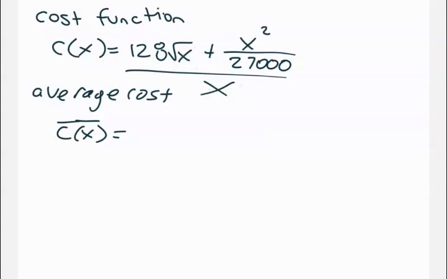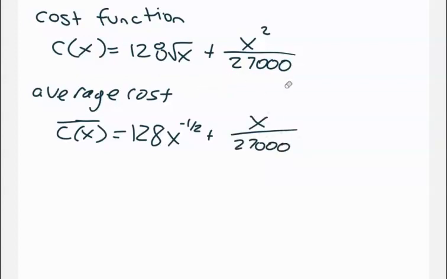If we want to cancel some of this stuff out right now, if we're dividing by x, we have x to the 1/2 divided by x. So that'll leave square root of x on the bottom, or you can think of it as x to the negative 1/2. Right, dividing subtracts exponents, so 1/2 minus 1. And then the x squared will cancel, so you're just left with x over 27,000. So if you have a cost function, here's your average cost function. Just divide by x.